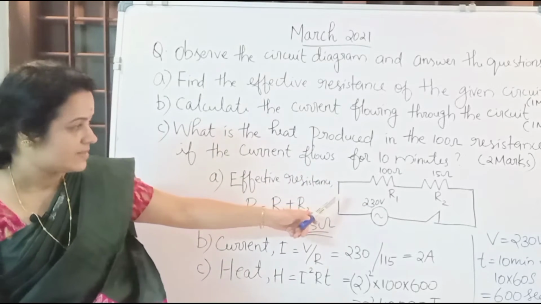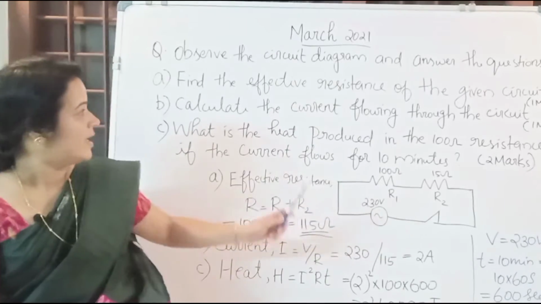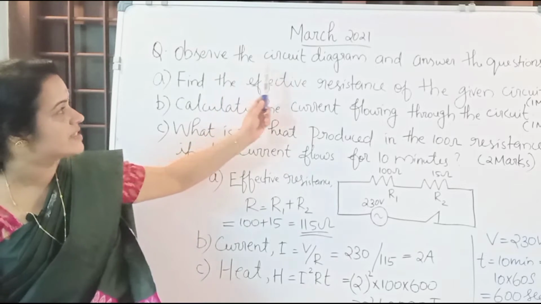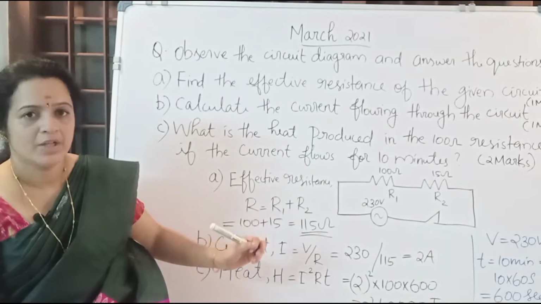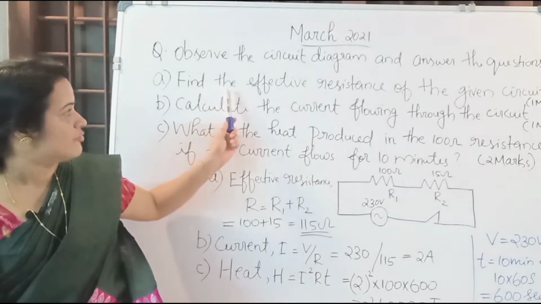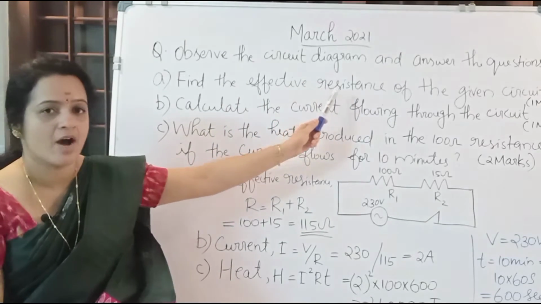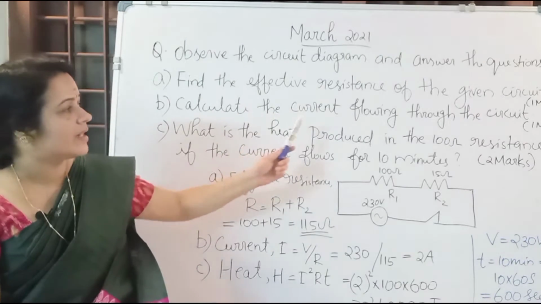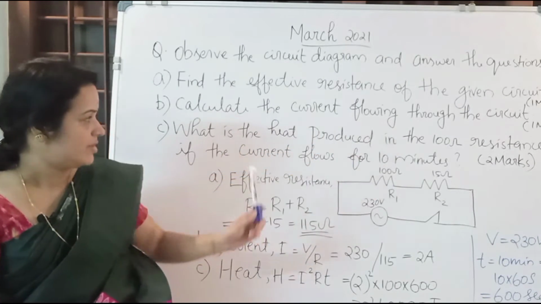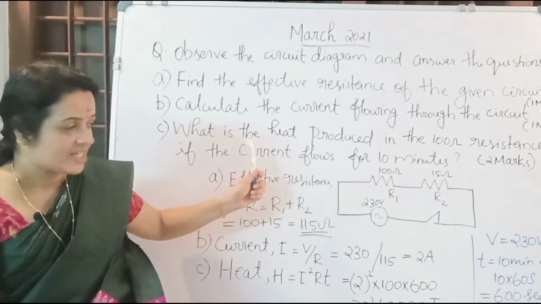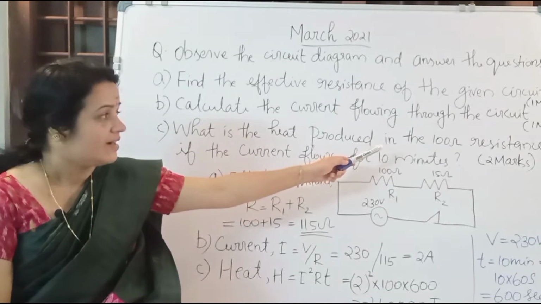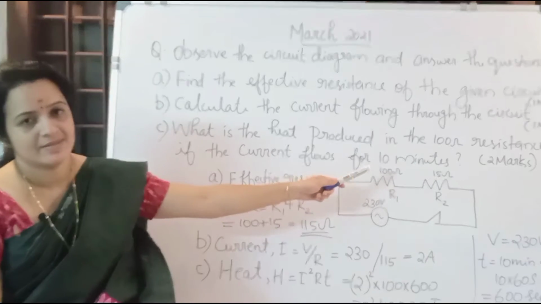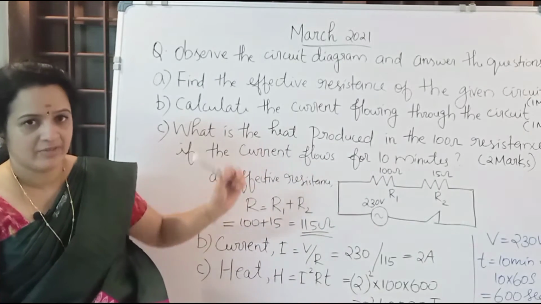Here a circuit diagram is given and we have to answer 3 questions. Observe the circuit diagram and answer the questions. The first question is: find the effective resistance of the given circuit. Second, calculate the current flowing through the circuit. The third is: what is the heat produced in the 100 ohm resistance if the current flows for 10 minutes? So we can answer one by one.